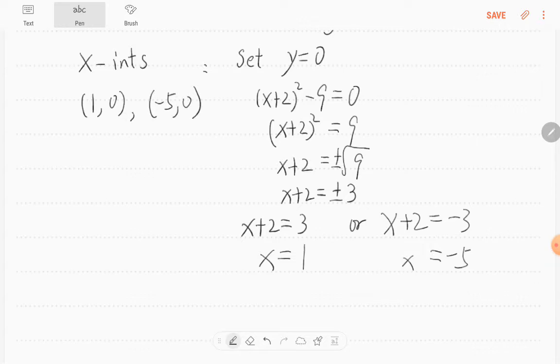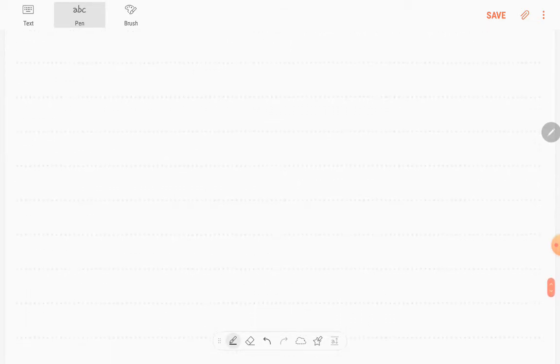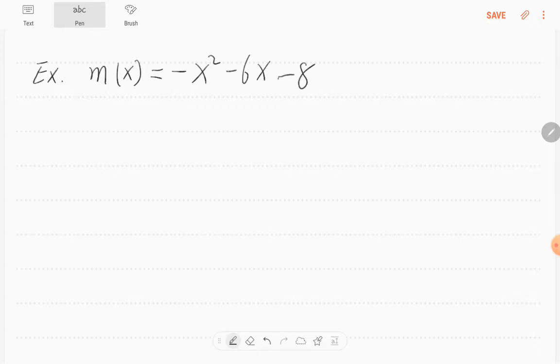Right? So now let's look at another one. Another one is m of x equals negative x squared minus 6x minus 8. So here you can use the formula.